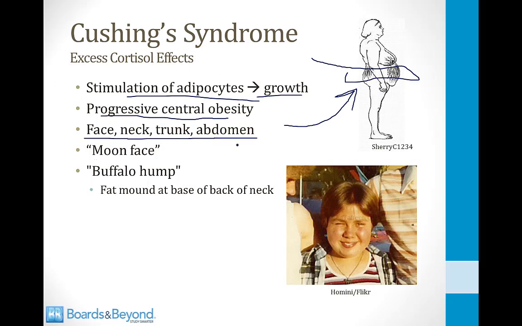In addition, there's fatty tissue deposition in the face, neck, trunk, and abdomen. One of the characteristic findings is called the moon face. This is a picture of a child who is taking steroids. You can see that his face is round like the moon. Another classic finding of Cushing's syndrome is called the buffalo hump. This is shown here in this picture. It's fat at the base of the neck in the back.